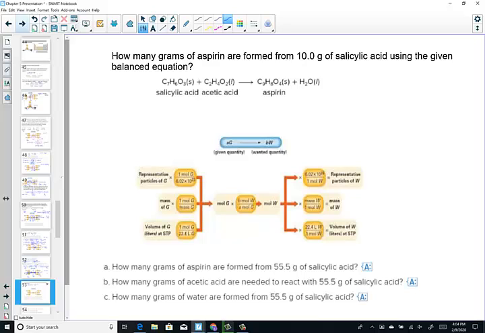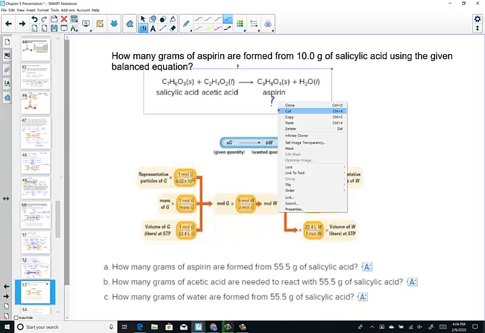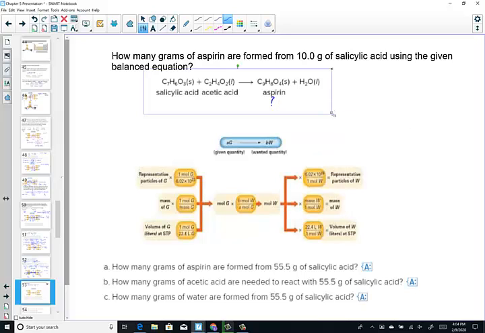Here we have a balanced equation of salicylic acid reacting with acetic acid, forming aspirin and water. The coefficients are all ones. 7, 8, 9, 9, 8. They are indeed. This is a balanced equation and the coefficients are all ones. That's pretty nice. How many grams of aspirin form if 10 grams of salicylic acid are started?